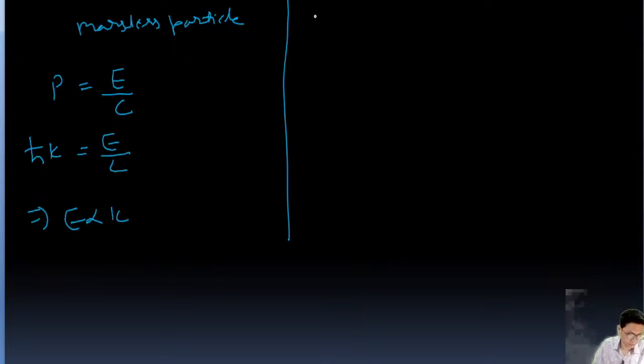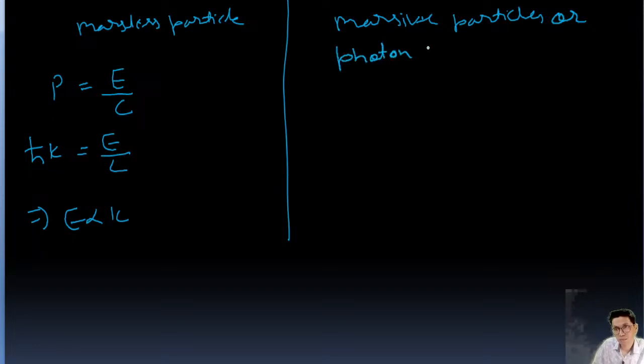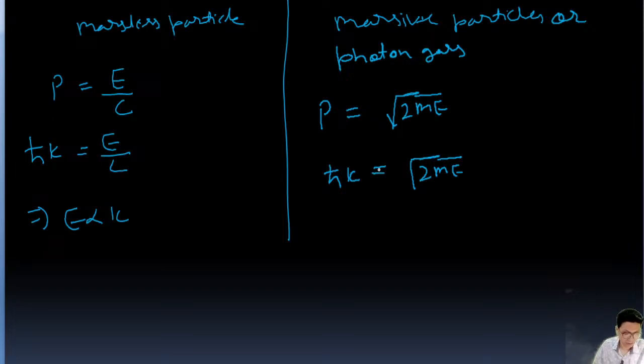And if we talk about massive particles, then p is going to be equal to root 2 m E, and h cut k is going to be equal to root 2 m E. So this implies E is proportional to k square.